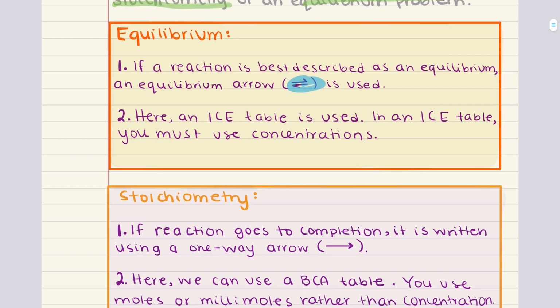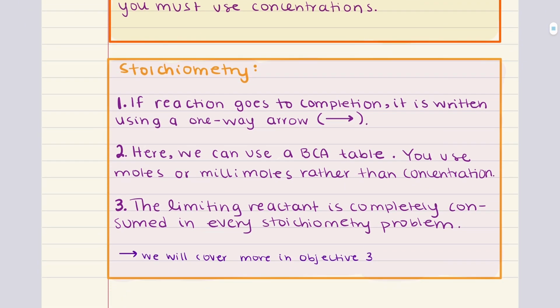What about if the reaction goes to completion? If the reaction goes to completion, such as in the case of strong acids and strong bases, a BCA table is the correct tool. Now, this is a new tool that we have not yet been introduced to, but we're going to describe in detail in Objective 3. We're still going to define it here as well.